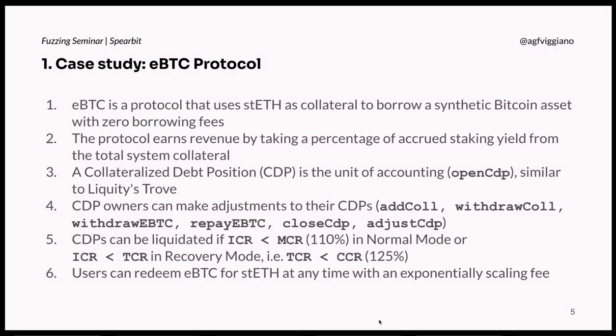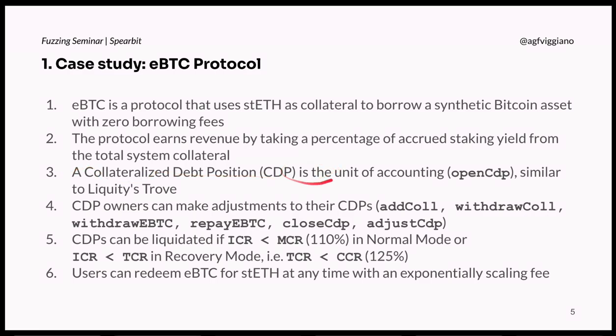I'll present a bit of how eBTC works so that everybody is at the same level. Basically, eBTC was inspired as a fork of Liquity. For those who are familiar with it, it's a protocol that allows you to mint a synthetic asset, in this case a synthetic Bitcoin asset, by providing staked ETH as collateral, Lido staked ETH. The protocol will earn revenue by taking a percentage of the yield from staked ETH. So there are no borrowing fees.